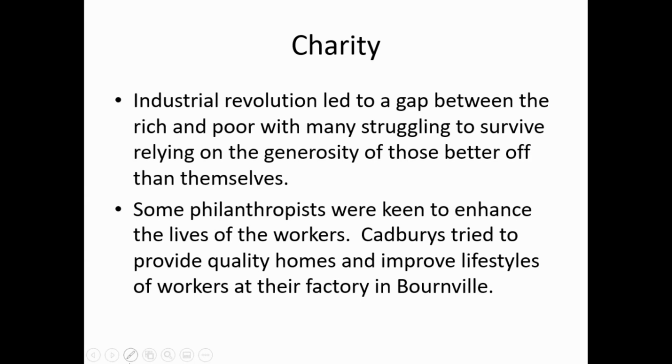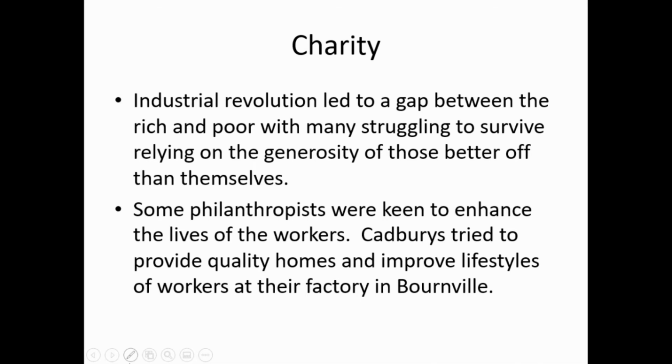Now, for charity, the Industrial Revolution led to a gap between the rich and the poor, with many struggling to survive, relying on the generosity of those better off than themselves. Now, some philanthropists were keen to enhance the life of workers.